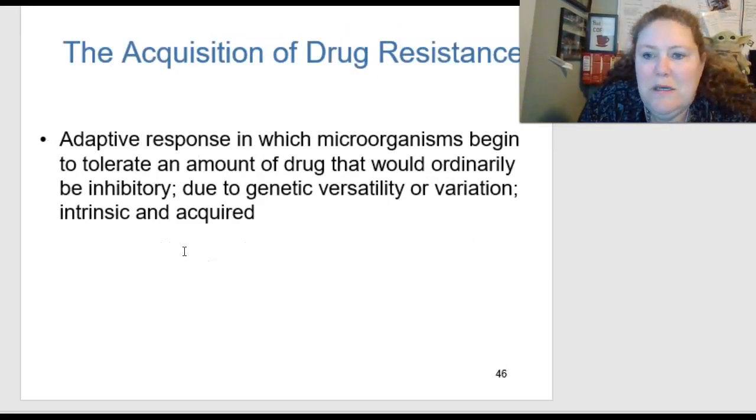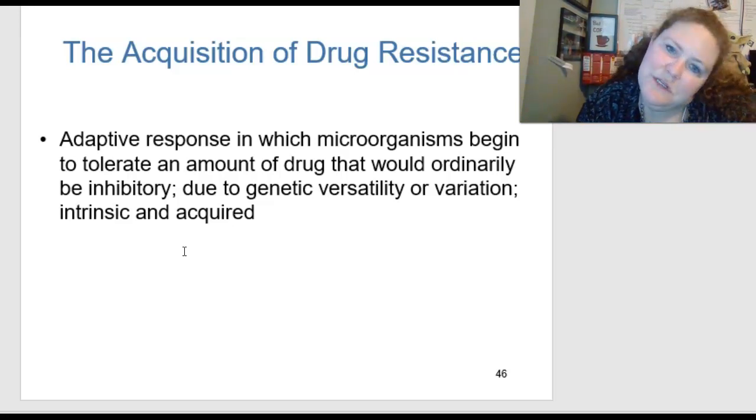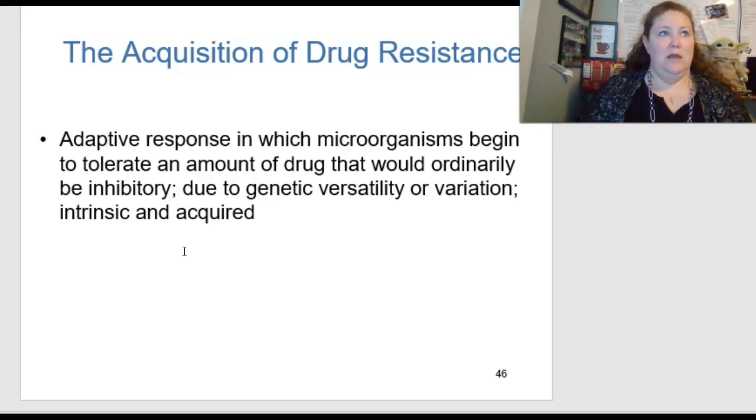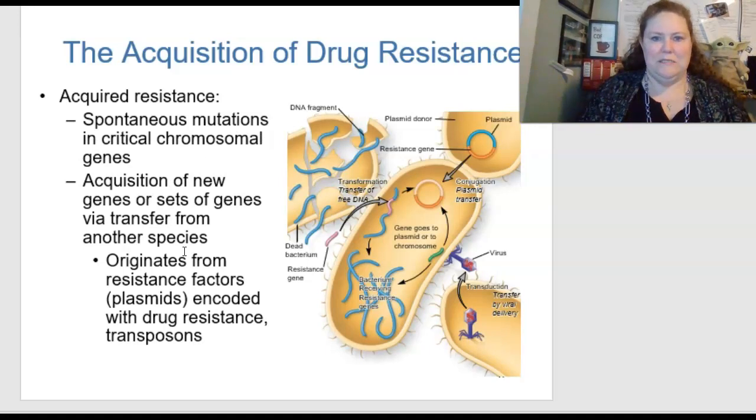So how do we go about getting drug-resistant drugs? Well, basically, or bacteria, not drugs. This is an adaptive response in which the microorganisms begin to tolerate the amount of drug that would ordinarily be inhibitory. This is due to genetic versatility or variation, and it can be both intrinsic, which is natural, or acquired, so it can be evolutionary. A lot of this can happen because people don't take the rest or their entire antiviral or antimicrobial treatment, so you can build up antibiotic resistance from that.